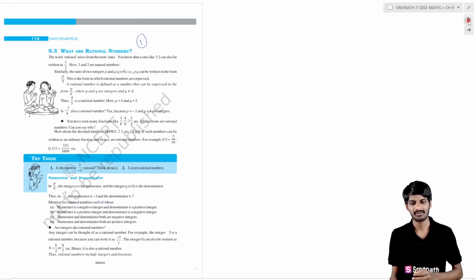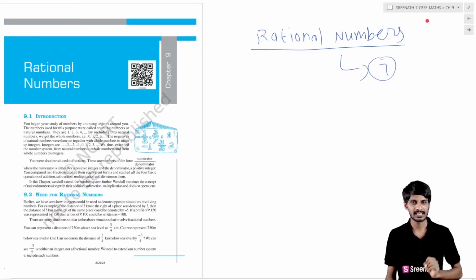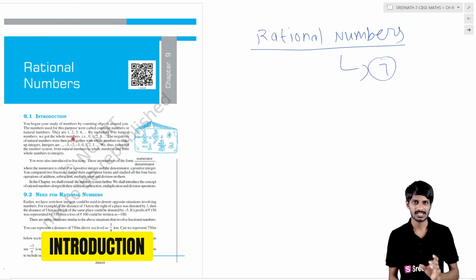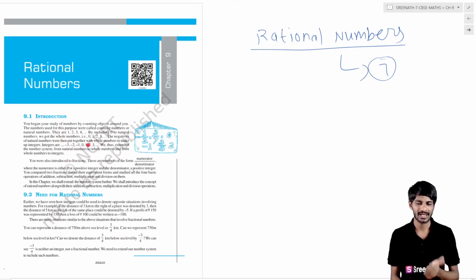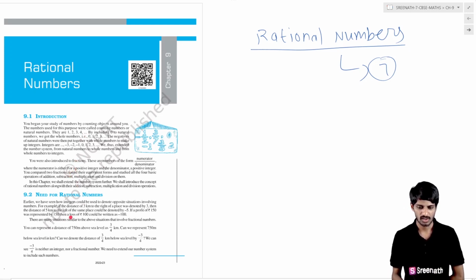Now we will start our discussion on each topic in detail. Before starting the first topic, we have a general introduction. Up till now we have learned about natural numbers, whole numbers and integers. So now in this chapter we are going to learn about rational numbers. Why do we need rational numbers? Until now we have discussed the integers: positive integers like plus 3 and negative integers like minus 3.